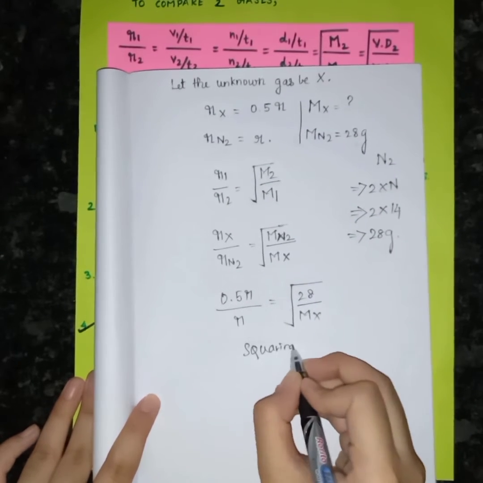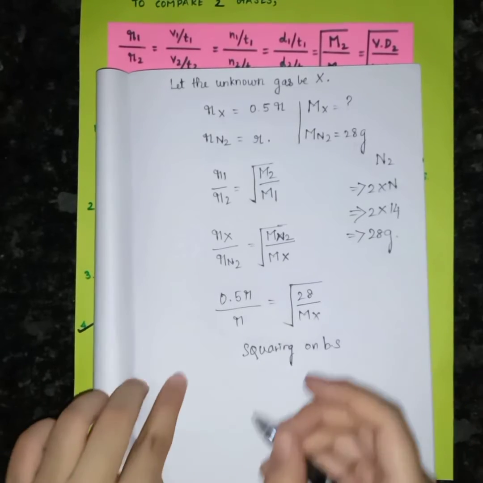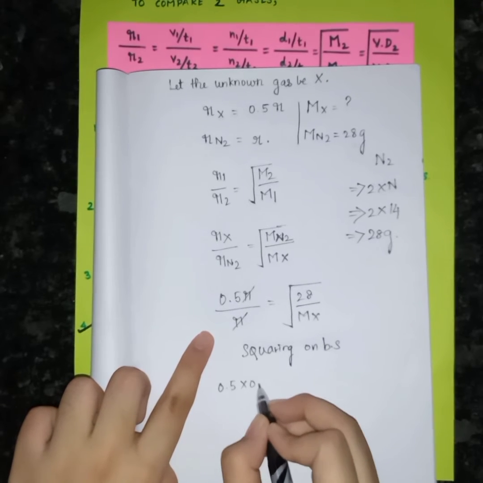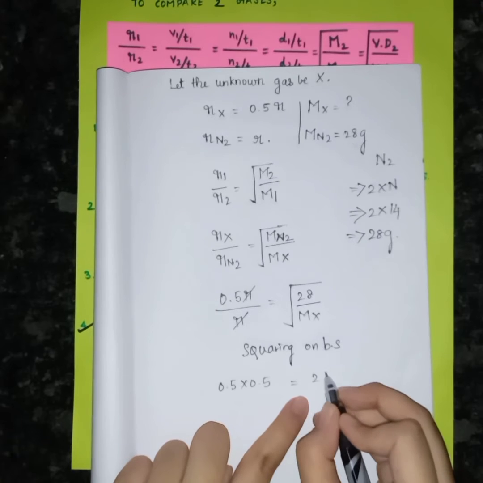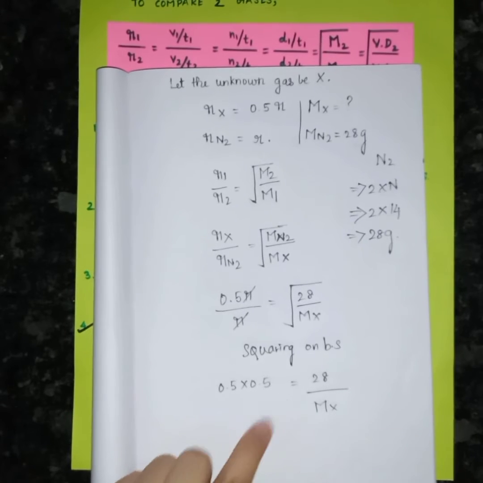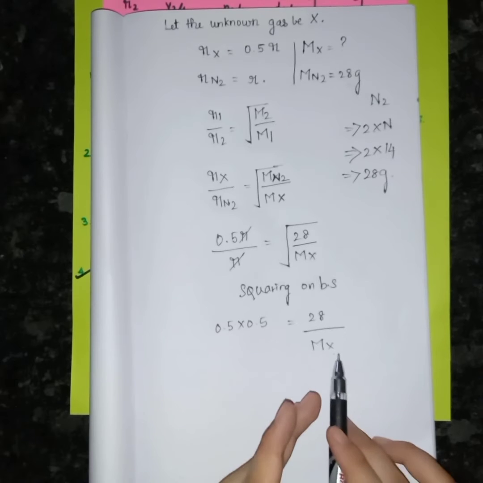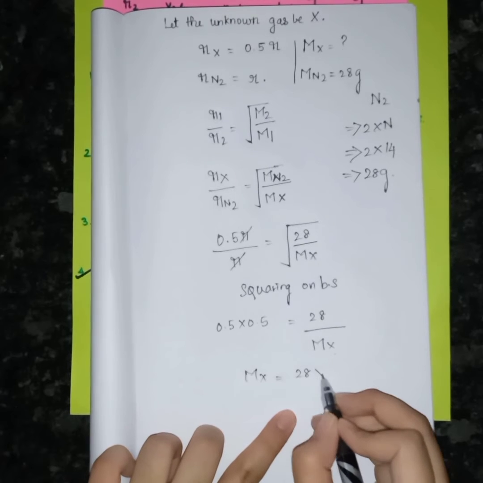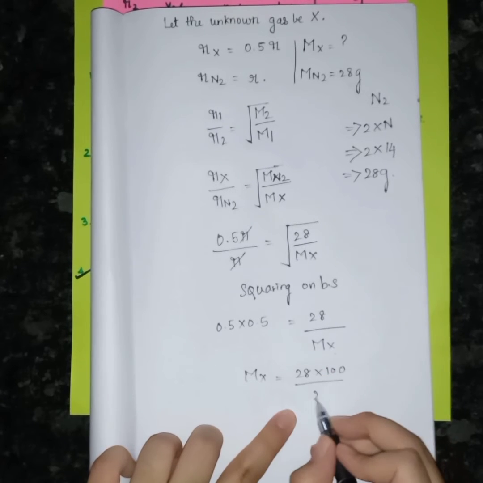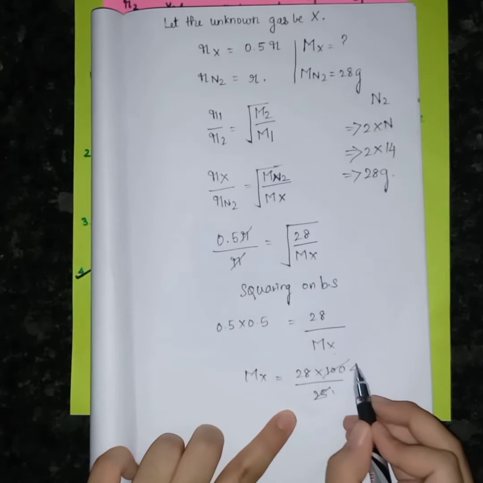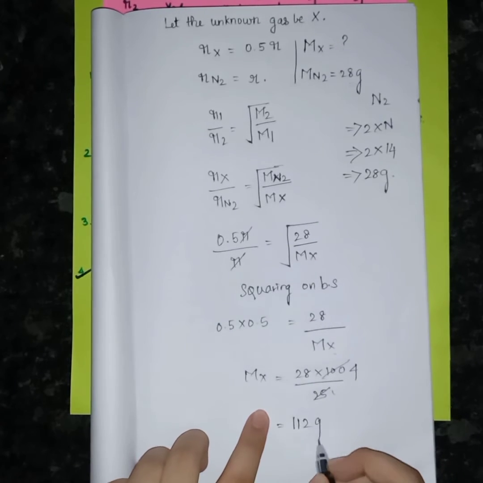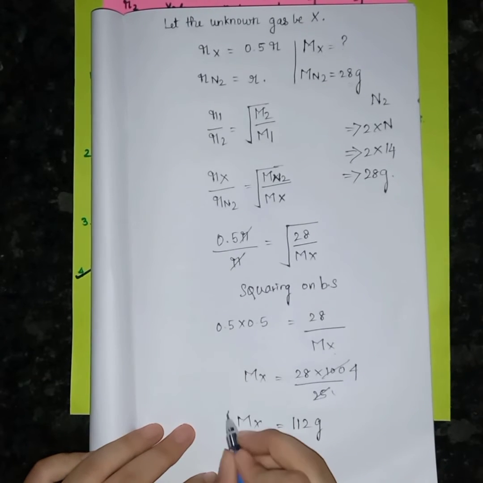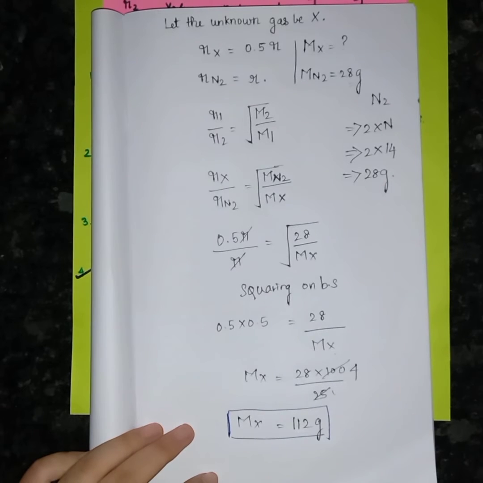Squaring on both the sides. This R gets cancelled. So 0.5 into 0.5 is equal to 28 divided by molecular weight of X. We need the molecular weight of X. Take this value to the left hand side. Molecular weight of X is equal to 28 into 100 divided by 25. 1s are and 4s are, which is equal to 112 grams. Therefore, the molecular weight of the unknown gas X is 112 grams.